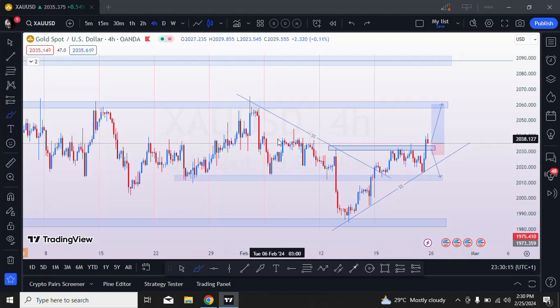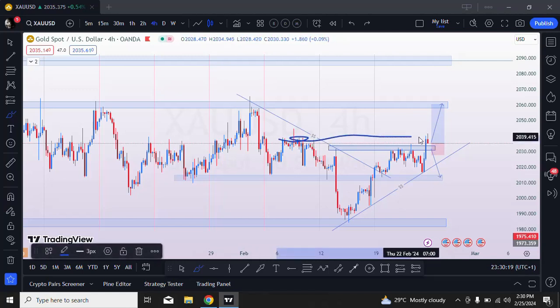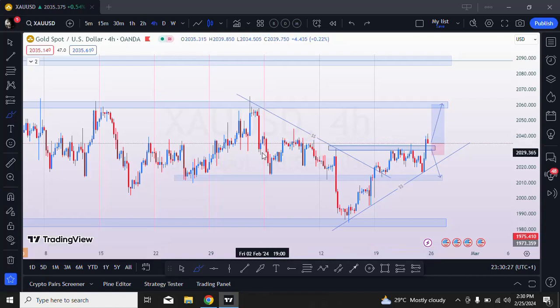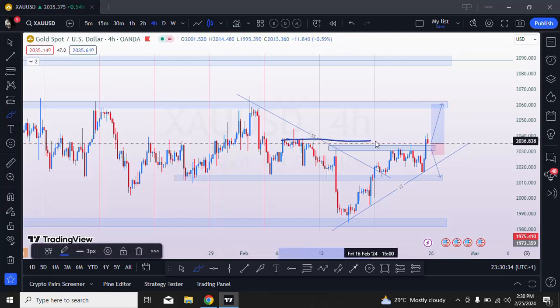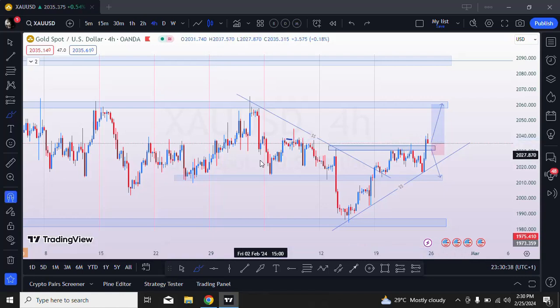Even though I'm seeing this resistance around here, which could be a little barrier, you can see market actually rejected from this level. So what am I waiting for? I'll be waiting for price to possibly break above this level before I look for a buy opportunity. That's my number one bias.